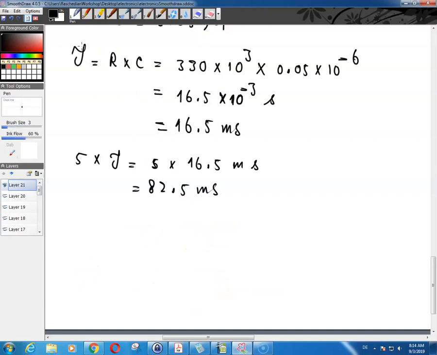So this is the time to fully charge: 82.5 milliseconds.